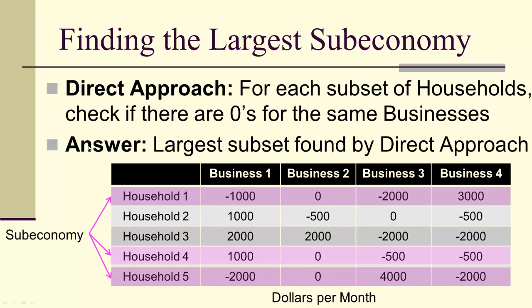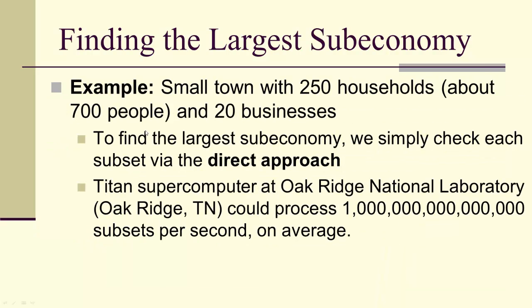So how do we find a SubEconomy? Well, all we have to do is check subsets of households to see if they have zeros for the same businesses. And then the largest subset found by this approach will be the largest SubEconomy, i.e. the answer to our problem. For example, let's suppose we have a town with 250 households, that's about 700 people, and about 20 businesses. To find the largest SubEconomy, we just use the direct approach.